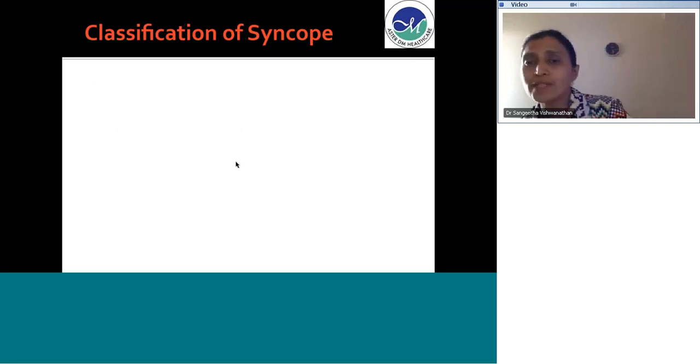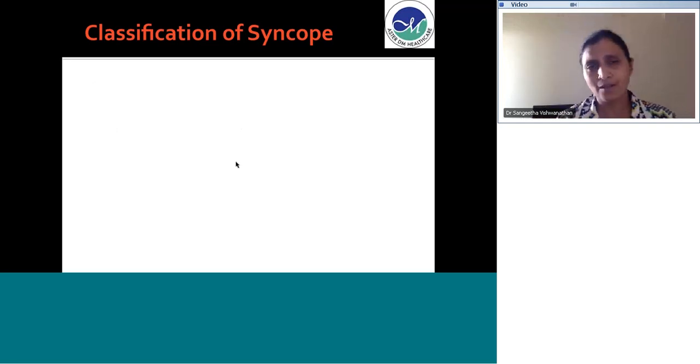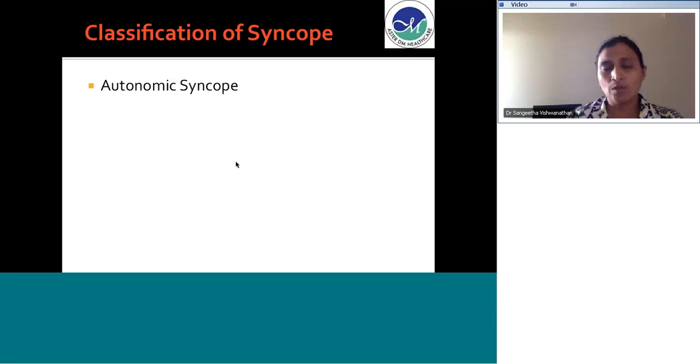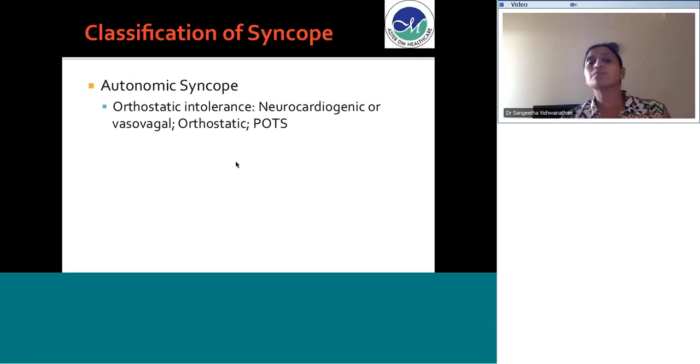Let's just briefly discuss the classification of syncope. There are multiple classifications; this is just one of them. Broadly, you can classify syncope into autonomic syncope, which is further subclassified into conditions which create orthostatic intolerance. Under that, you have vasovagal syncope, orthostatic syncope, and then postural orthostatic tachycardia syndrome.